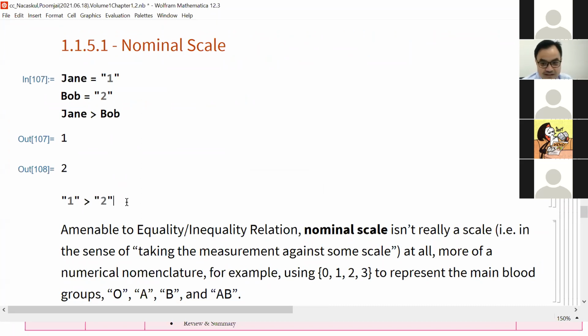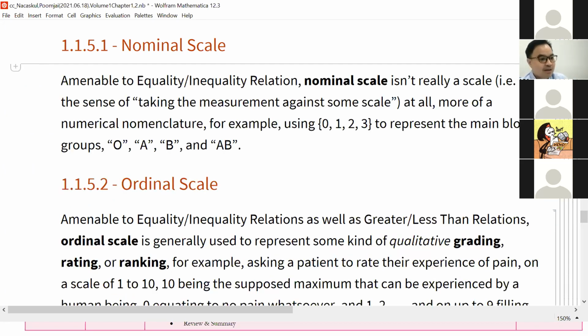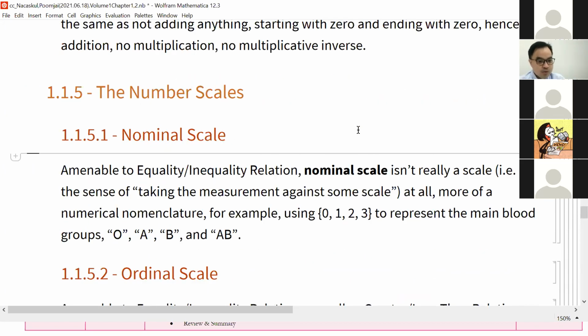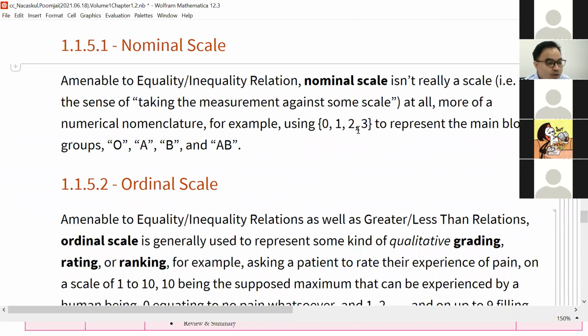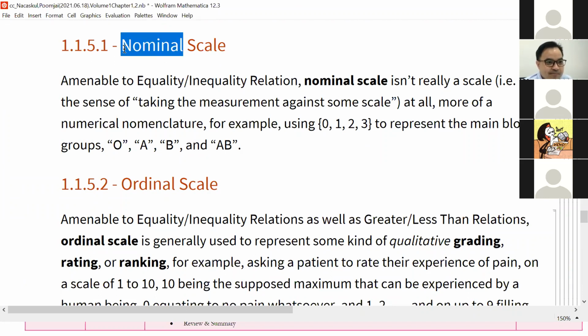Doesn't know this. Okay. So yeah, you can get around it, but in modeling, sometimes you do get some numerical assignment. So nominal scale just means, what's the word for nominal? Name. Nominal means name. I named Jane 1, I named Bob 2.